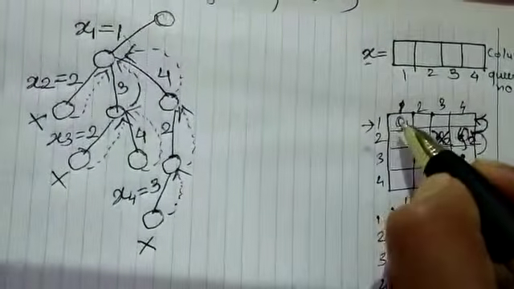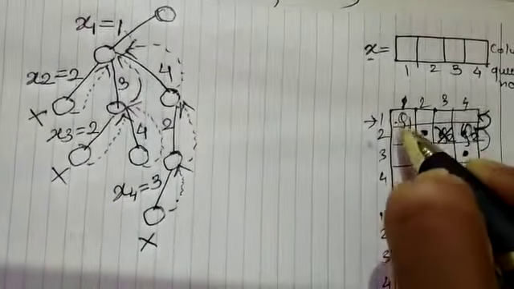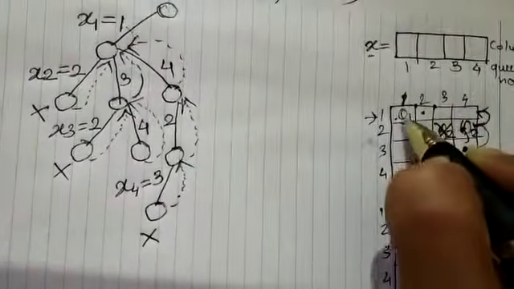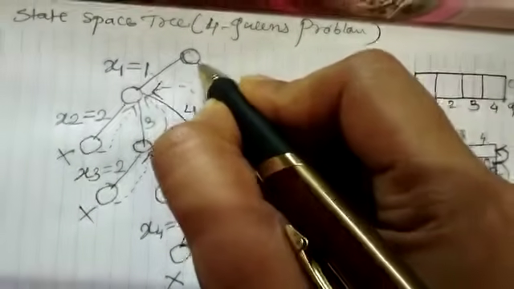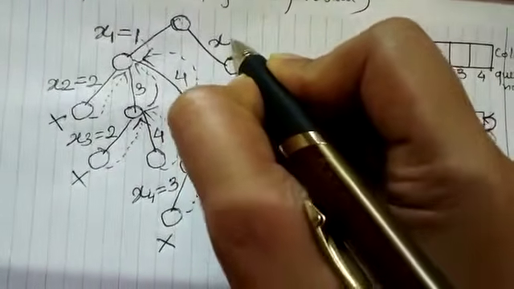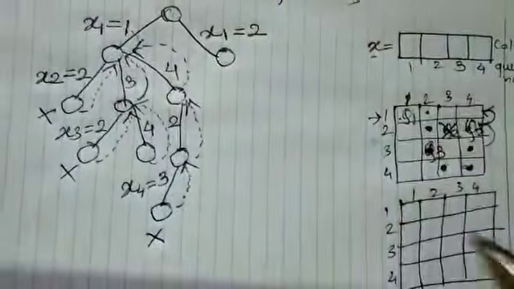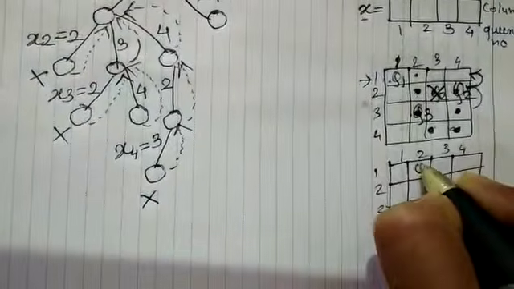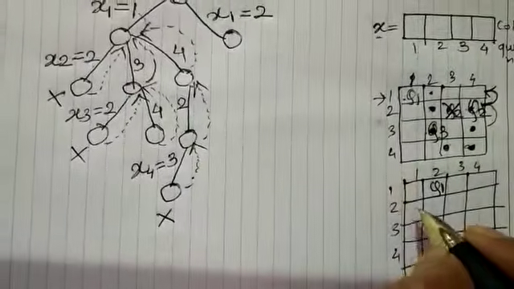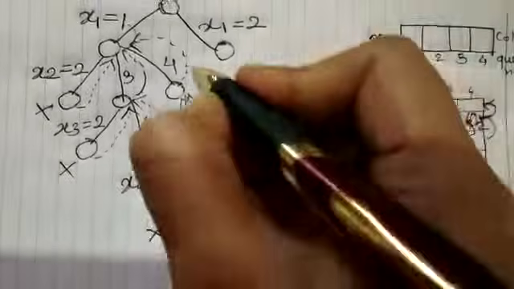Earlier I tried column 1 for queen 1, but as this didn't lead to the solution, now let us try the next column for queen 1. So I'll start with the next node, and here I'll write that queen 1 is placed in column 2. So here we have placed our first queen. Now when it comes to placing the second queen, we are left with a choice of 1, 3, 4.